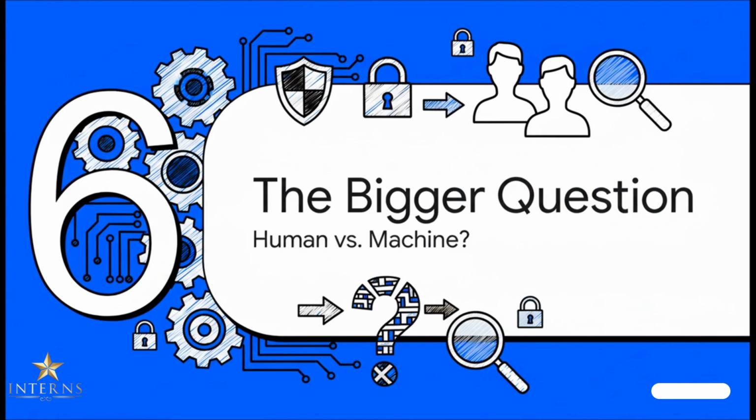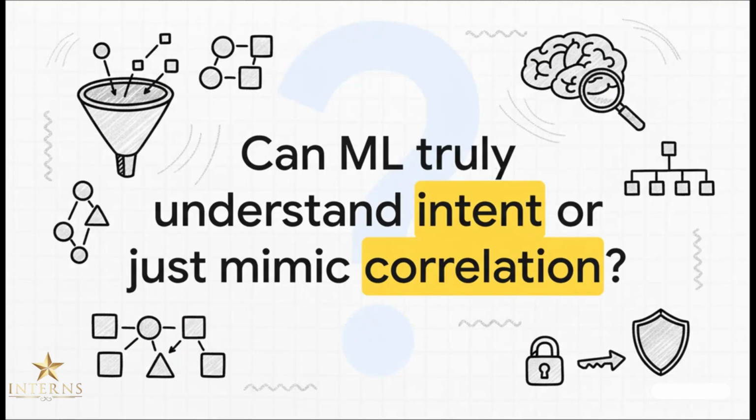But as we wrap up, this powerful automation brings up a much bigger question. As our machines get smarter and smarter at detecting threats, what's the role of the human analyst? Where does the machine end and the human begin? And that leaves us with this one final thought to chew on.